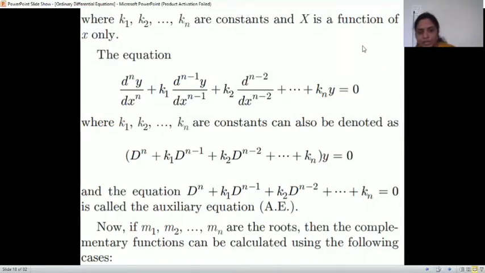Yes? Anyone? What is the first type? If the roots are real and different. Second is roots are real and repeated. Next is roots are imaginary, and next is roots are imaginary and repeated.